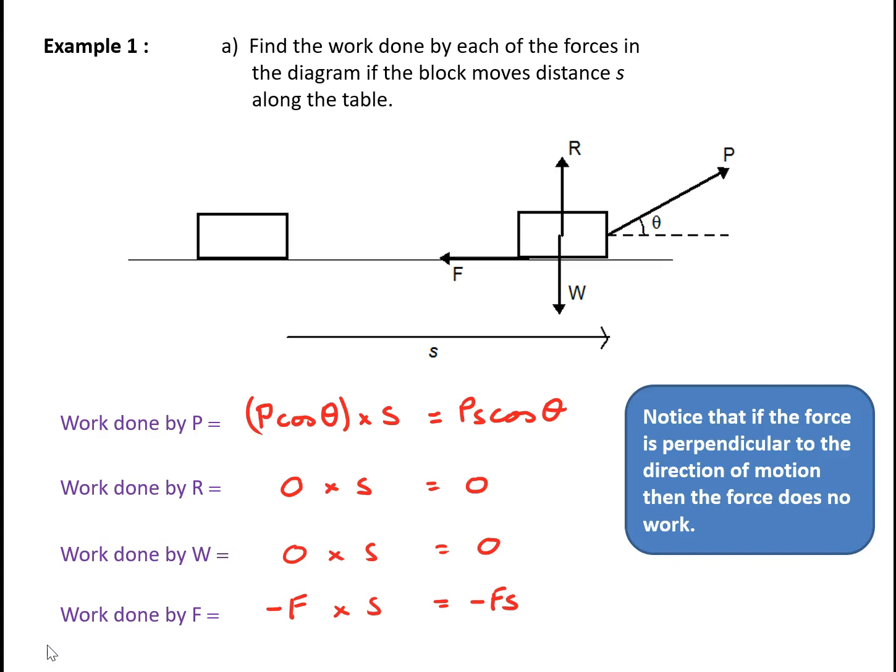Notice in this example that the work done by R and the work done by W was 0, and in general, if the force is perpendicular to the motion, then that particular force does no work.